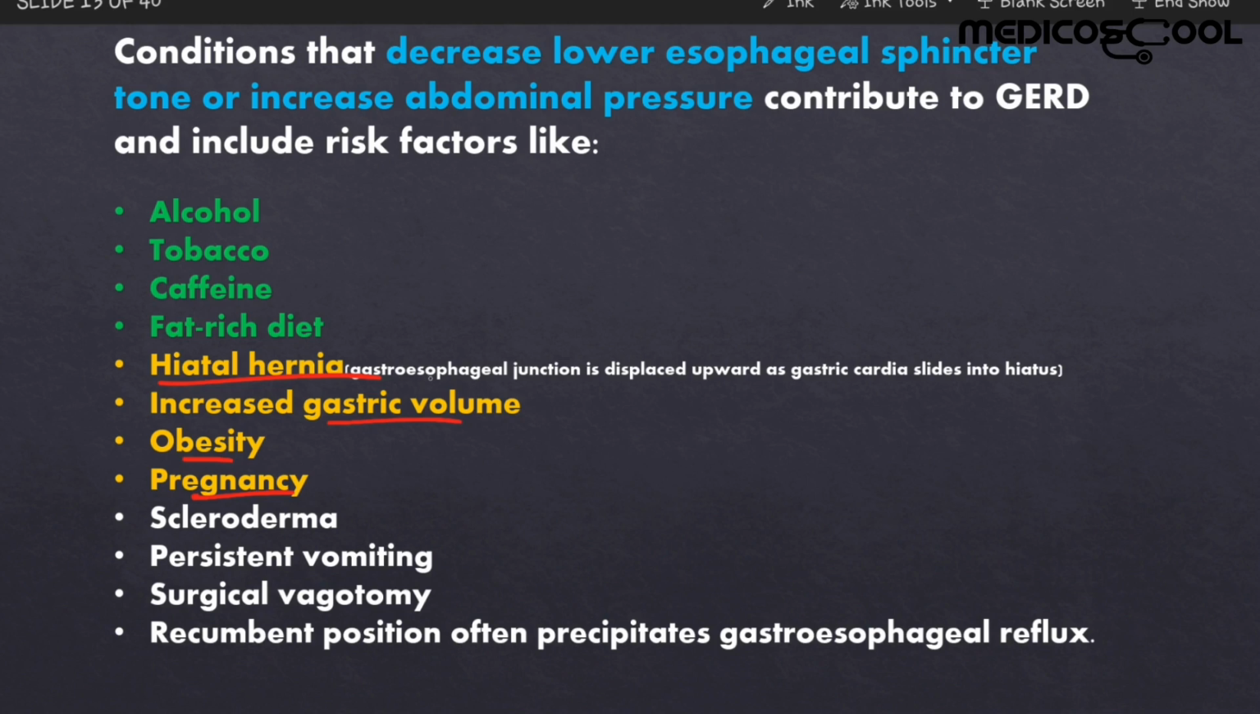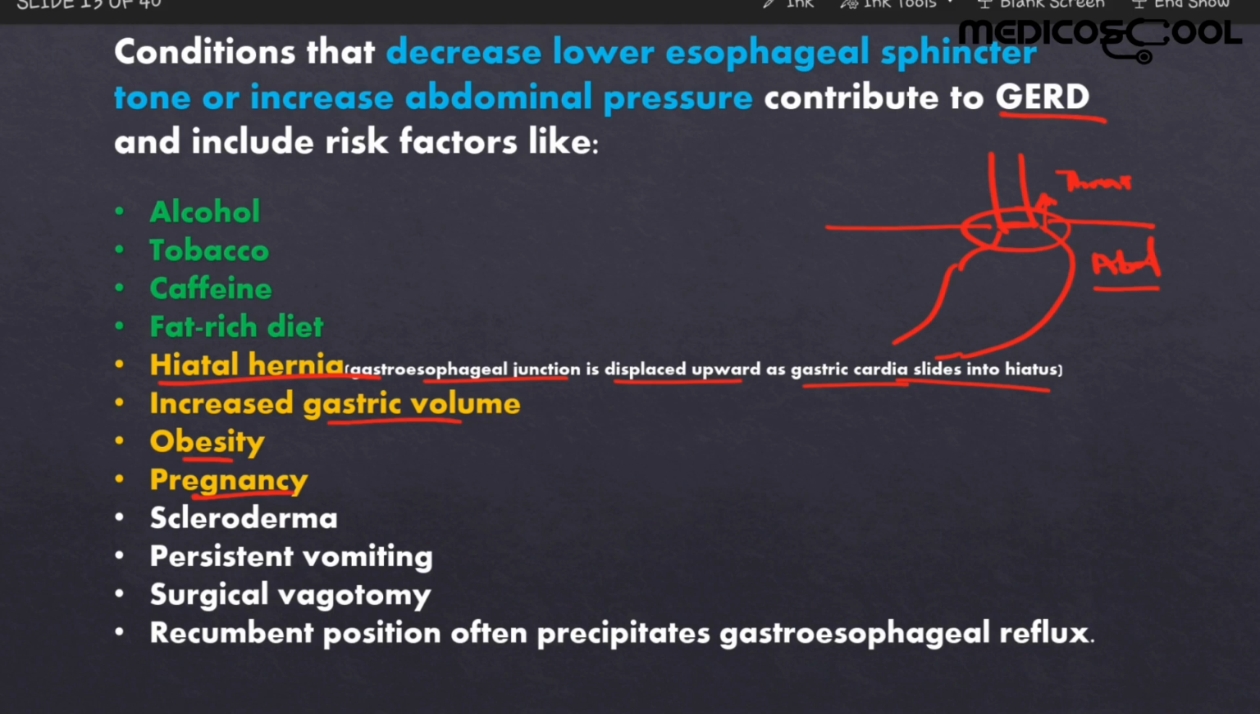What is hiatal hernia? It is when the gastroesophageal junction is displaced upward as the gastric cardia slides into the hiatus. For example, this is the esophagus and this is the stomach. This is the gastroesophageal junction, and this is the diaphragm. Now, whenever there is a defect in the hiatus, this gastroesophageal junction goes upward through the hiatus into the thorax. This is the thorax, and this is the abdomen. This can increase the risk of developing GERD. The other risk factor is scleroderma, which is the hardening of the skin and connective tissue.